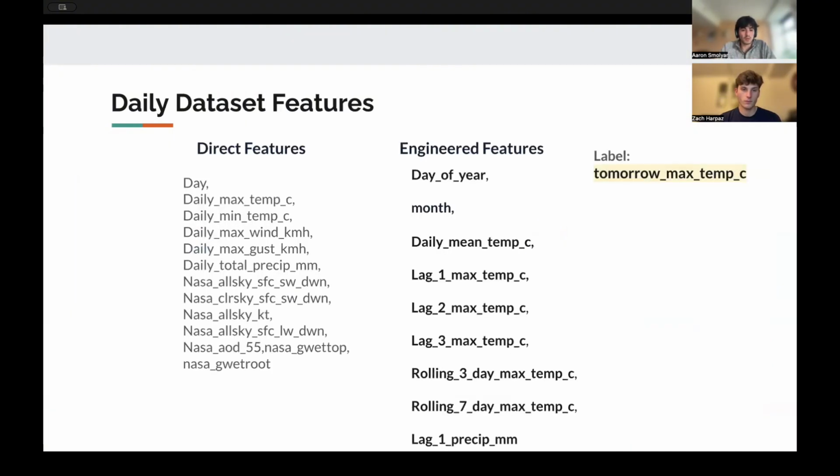The features that we started with were the ones on the left, with the temperature, the max temperature, wind, precipitation, etc., as well as all the features from NASA. We created some features of our own: the day, month, and the average temperature. Then we had some lags, basically the max temperature from the day before, etc. We also had a rolling average of the maxes over the last several days, 3 days and 7 days, as well as a lag feature for the precipitation. And the label we're trying to predict is the max temperature tomorrow.